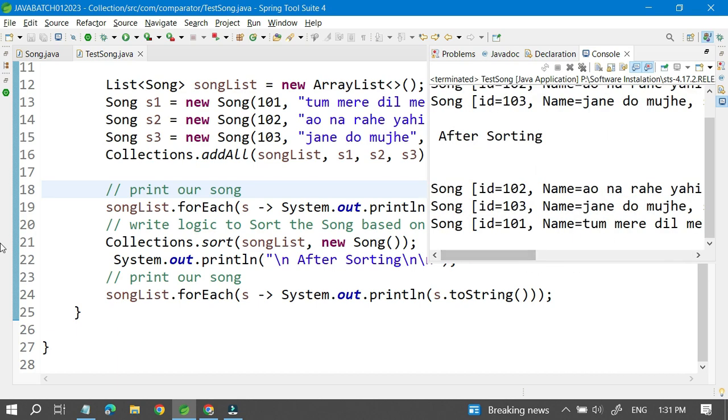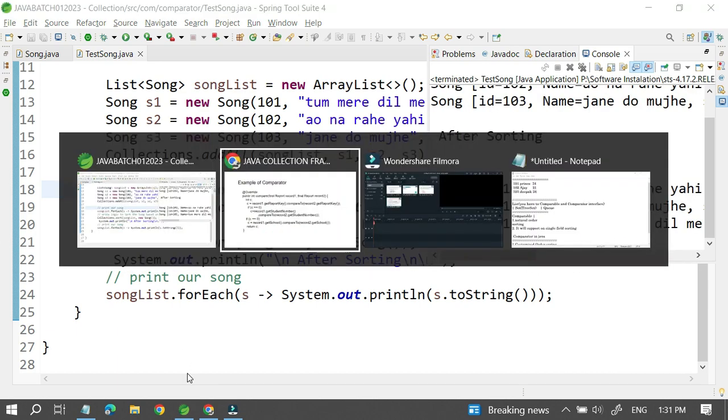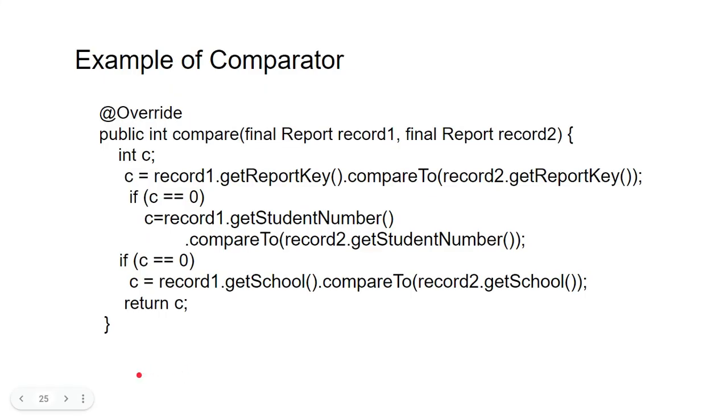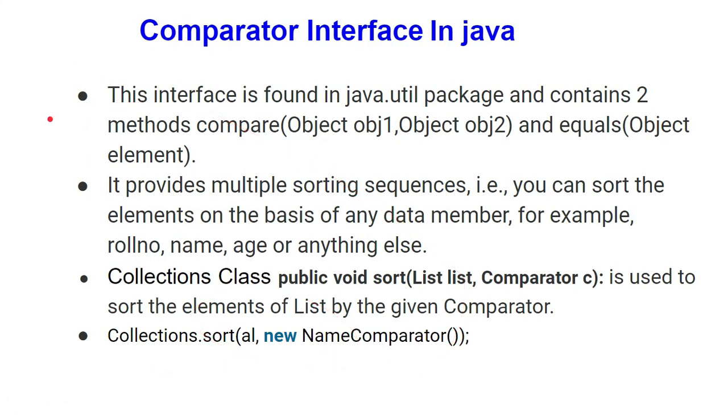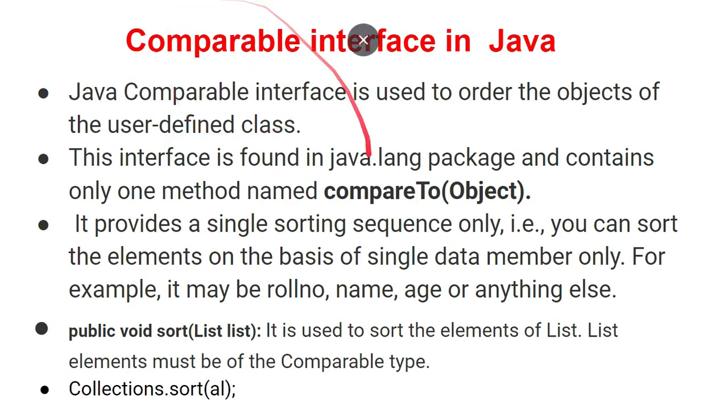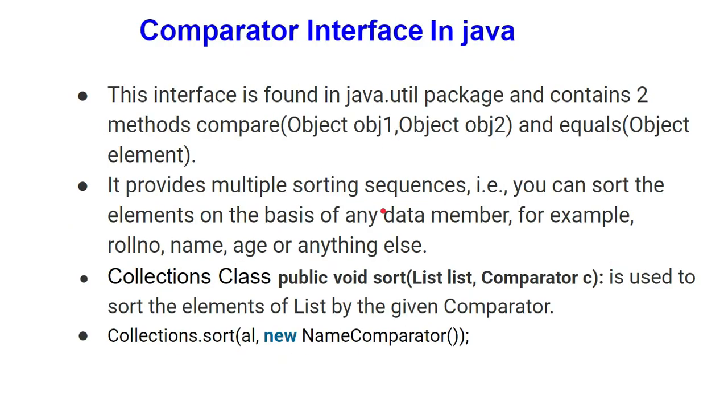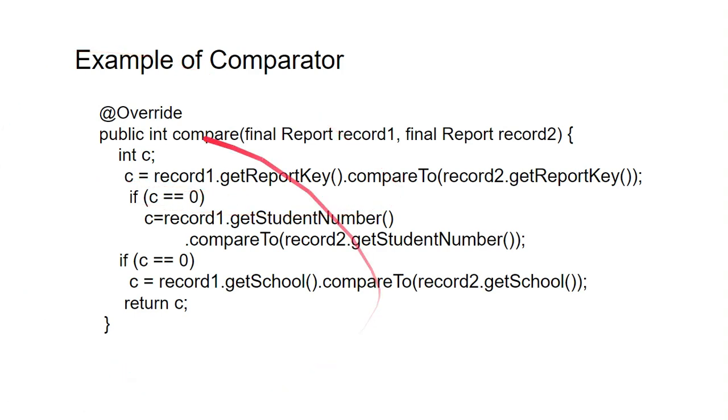I hope you understood, guys, what the comparator is. In the next video we will discuss the map, and we will complete it as soon as possible. Comparator and comparable, what are the differences between them? You can go and search on Google and try to understand. As of now, whatever I explained, try to understand that. So the theoretical part and the practical part for comparator and comparable are completed. Now we will see what the use of the map is and how we can use it. Okay, thank you so much.